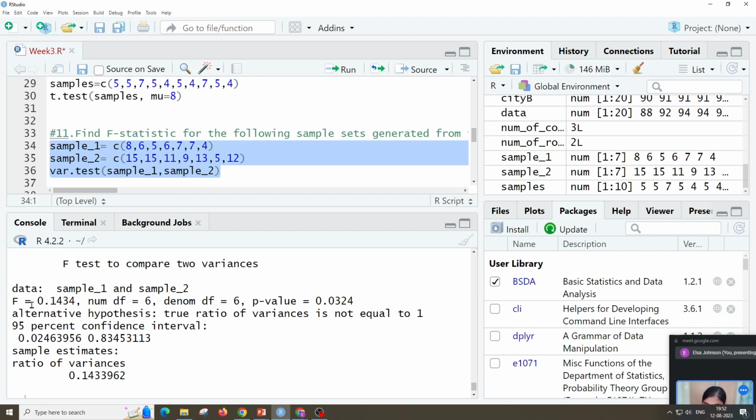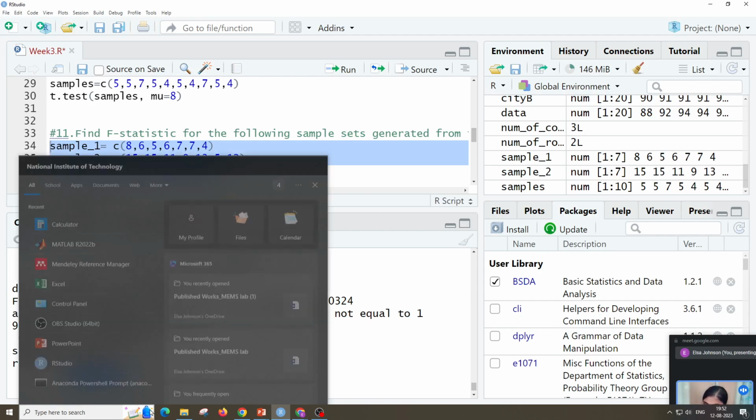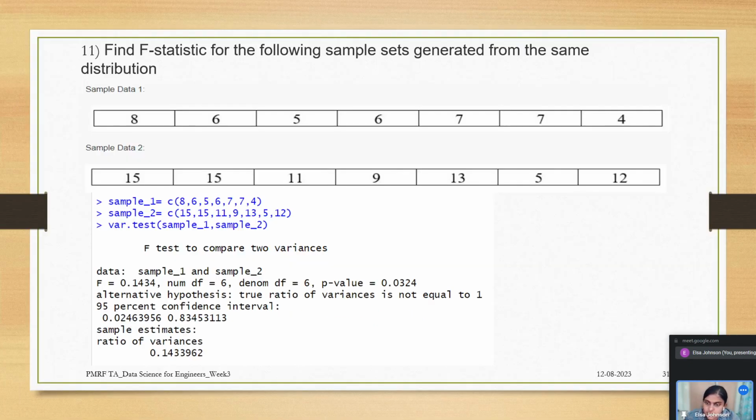Like this every value is present, and here also we are getting the alternative hypothesis, the true ratio of variances. The F test is usually used when we have to compare the ratio of variances. The null hypothesis is that the ratio of variances is equal to 1, and the alternative is that the true ratio of variances is not equal to 1. Now it will show you the variances also.